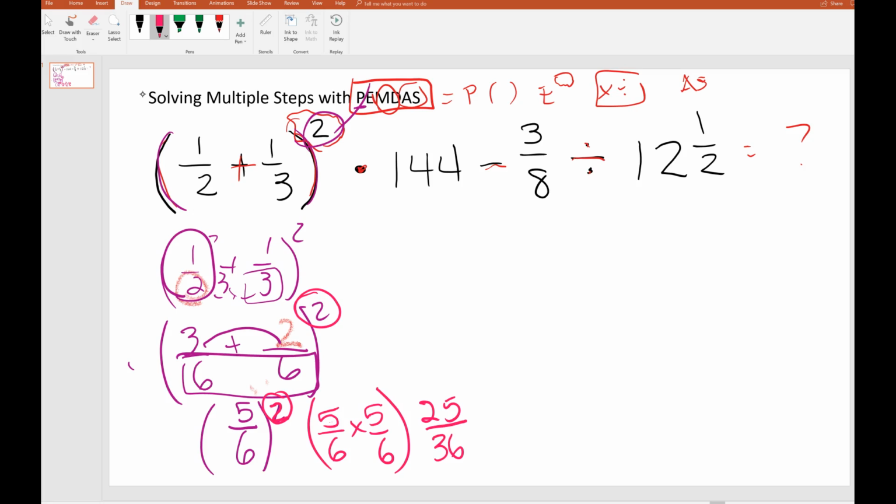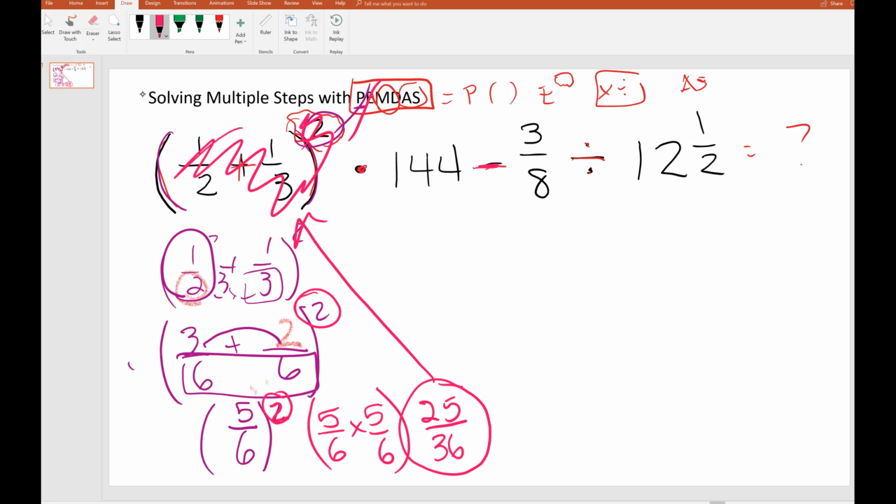So now we've done our exponents and we've finished this whole part of the problem. 1/2 and 1/3 are done. So this 25/36 goes in place of this, and then we have multiplied by 144, subtracted from 3/8, divided by 12 and 1/2, and what does that equal? Now what I'd like to do is grab a new color and talk about what is our order of operation.